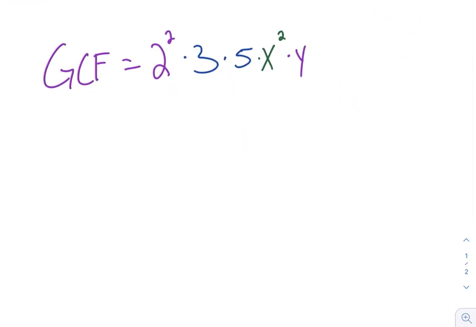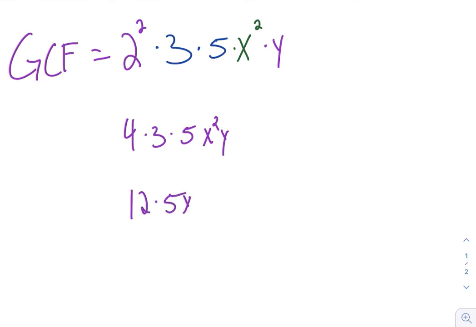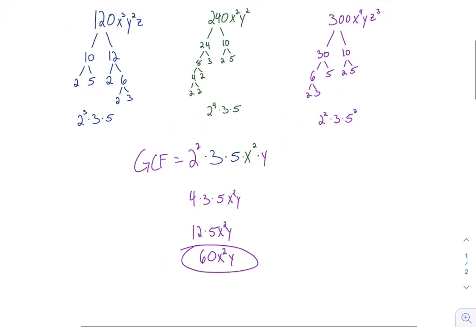That's our GCF. Now, we don't want to leave it like this. We want to simplify this. So we know 2 squared is 4 times 3 times 5, x squared y. 4 times 3 is 12 times 5, x squared y. And 12 times 5 is 60, x squared y. So that is our GCF, because if we took any of our terms, the blue, the green, or the purple, it would divide evenly with 60 x squared y.